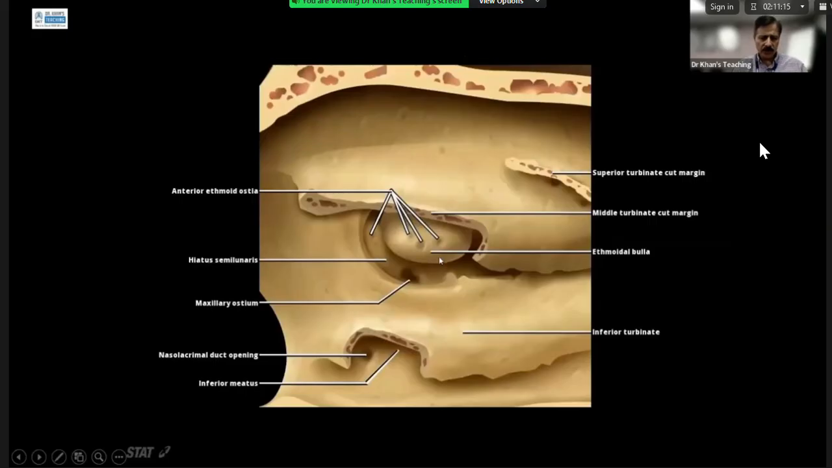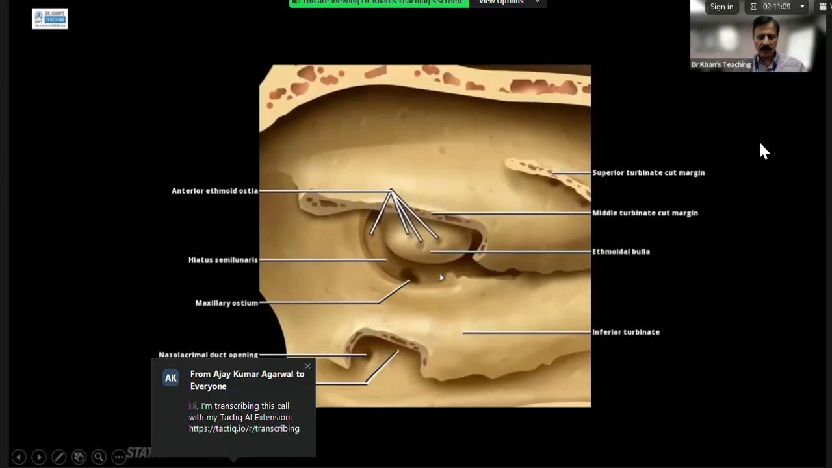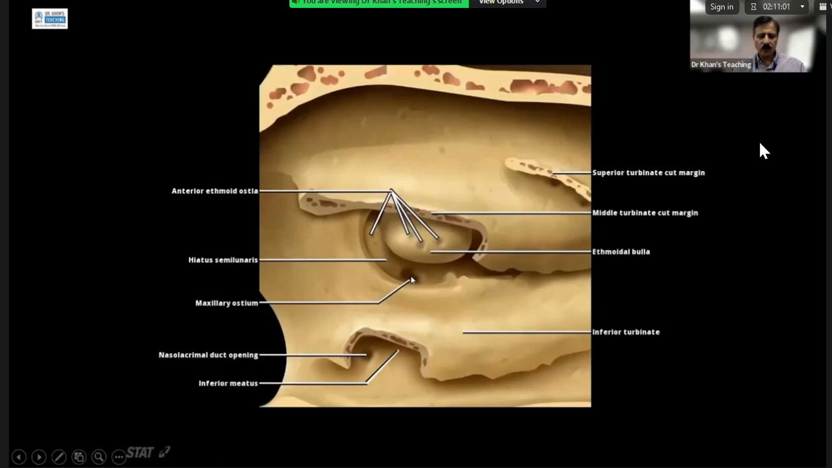So this is the same recap. This bony portion is the lateral wall of the nasal cavity, and the openings are the anterior ethmoid air cells, then the frontal sinus, then the maxillary ostium, and of course this is the ethmoid bulla, and here the middle ethmoid air cells are also drained.